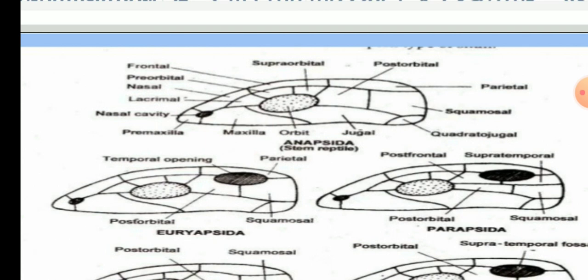So the bones of the skull are arranged in rows, forming a topmost row, base, and middle row. The topmost row comprises 3 types of bone: nasal, frontal, and parietal. The base comprises 4 types of bones: premaxilla, maxilla, jugal, and quadratojugal. Whereas the middle row is comprised of lacrimal, preorbital, supraorbital, postorbital, and squamosal bone. Total 5 types of bones.